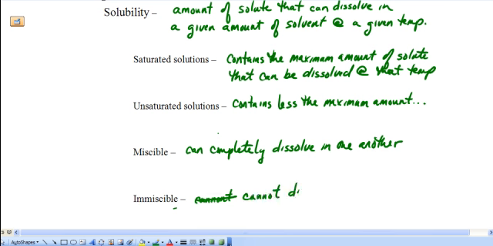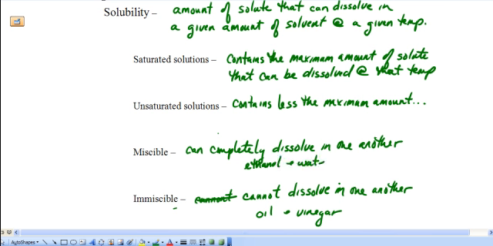Cannot dissolve in one another. Oil and vinegar is a common example of immiscible liquids. They do not dissolve at all. Versus the ethanol in water for miscible liquids.